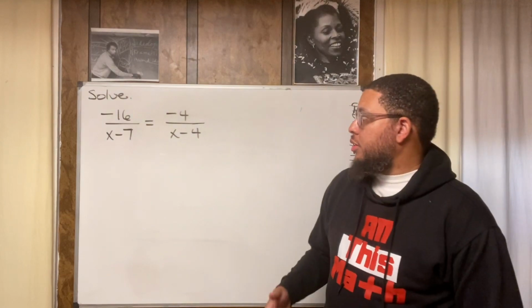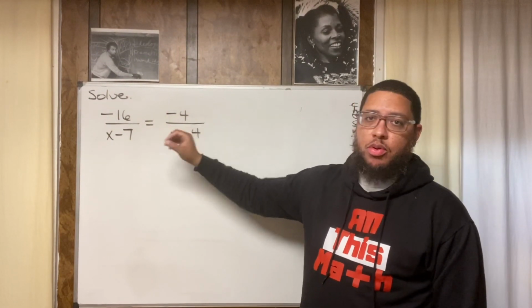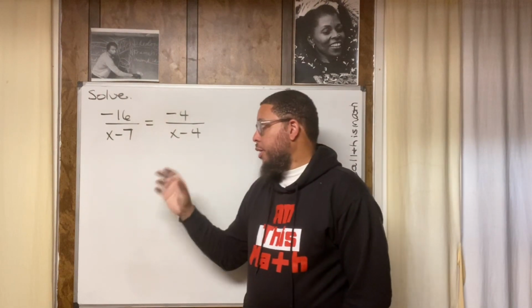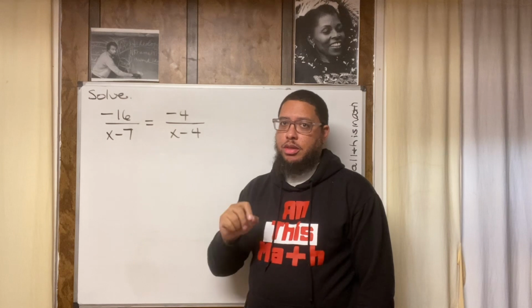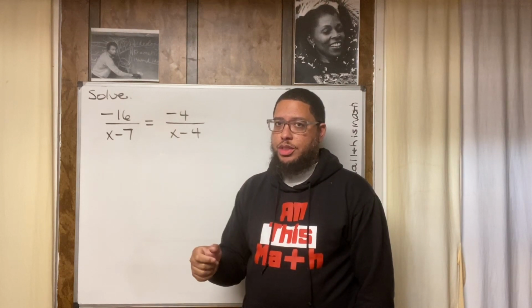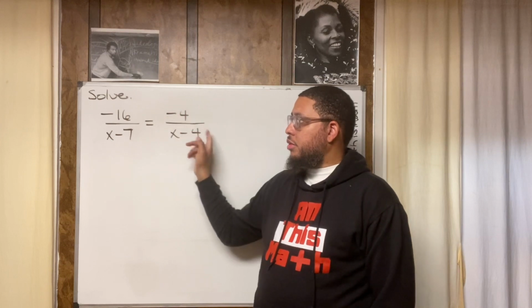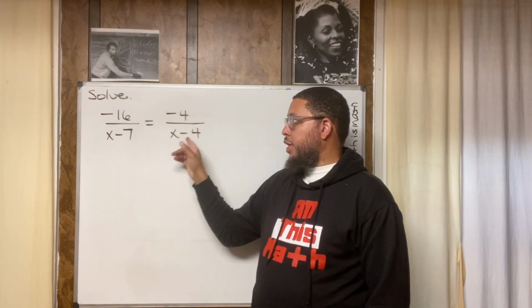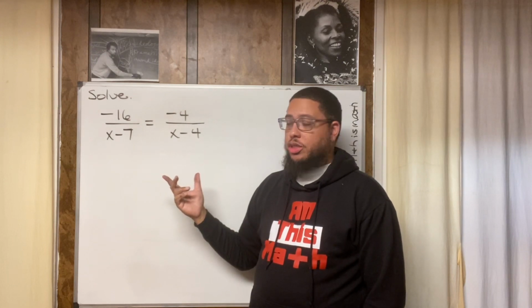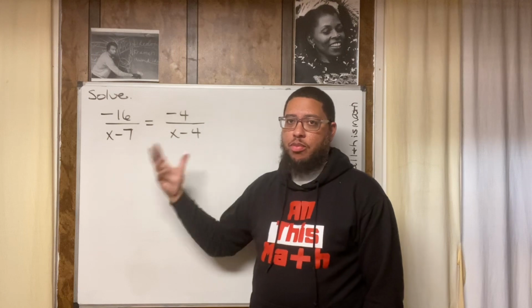This is Professor Parker, and today we're going to solve an equation that looks like this. We have a proportional equation. That's what this is called, a proportional equation, because a proportion is when you have two ratios that are equal to each other. Now, a ratio is just a fraction. So this is a ratio, and this is a ratio. Negative 16 over x minus 7 is a ratio. Negative 4 over x minus 4, that's also a ratio. When the ratios are equal to each other, the entire formation is called a proportion.